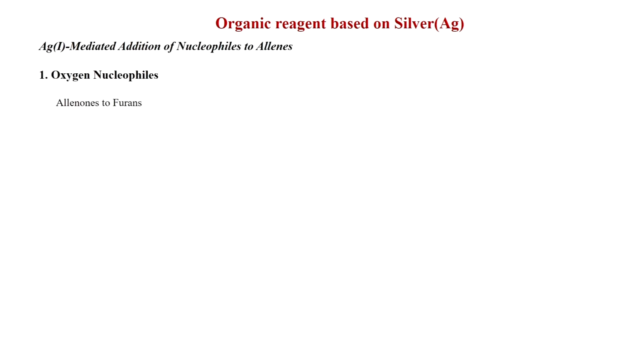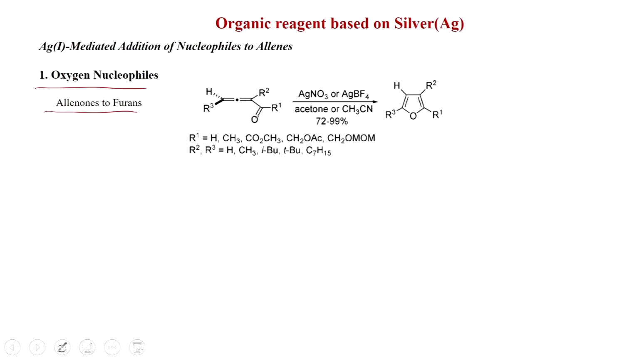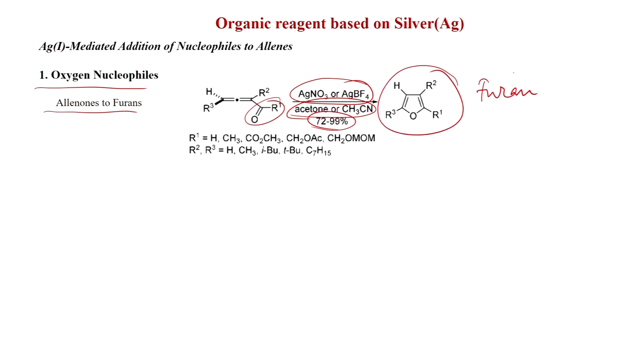So far we have seen the alkyne, now we will discuss allenes. So, allenes can also be used in this cyclization strategy. First we will see oxygen nucleophiles and allenones to furans. So, these are allenones, you can see there is a carbonyl group present with the allene, and with silver nitrate or silver tetrafluoroborate in acetone or acetonitrile solvents, you can get these products. These are multi-substituted furans. You get these products in 70 to 99% yield.